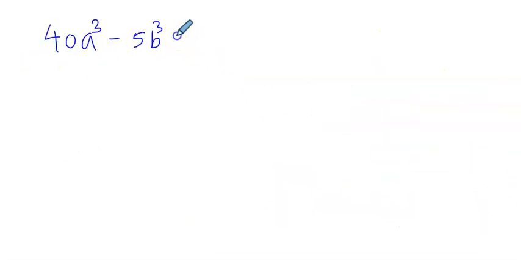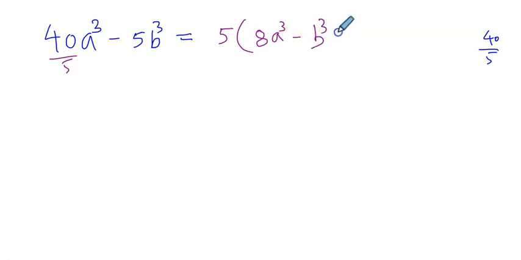Any common factor in this? A's and b's are different. I cannot take anything, but 40 and 5. 5 can divide 40. 40 divided by 5 is 8, right? It goes. Therefore, let me take out 5 as the greatest common factor. Divided by 5 means it is 8a to the third minus b to the third.